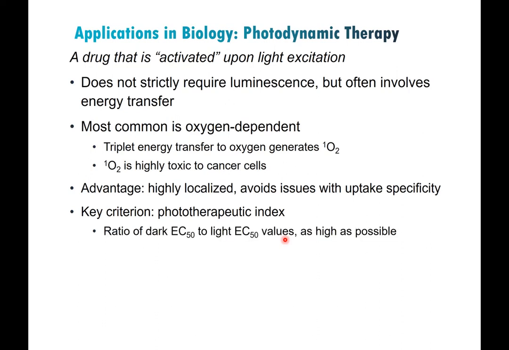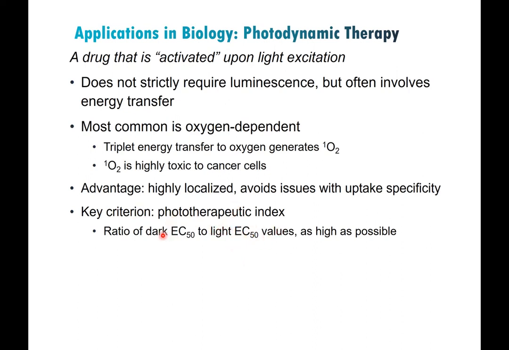If you're not familiar with biology, EC50 is basically the concentration at which that compound will cause 50% of cells to die. And so you basically measure that in the dark and in the light. An ideal photodynamic therapy drug will have a really low EC50 value in the dark, meaning that it's not toxic at all in the dark. And then when you turn the light on, the EC value will increase, and it'll be more toxic when it's illuminated. So you want this ratio to be as high as possible.